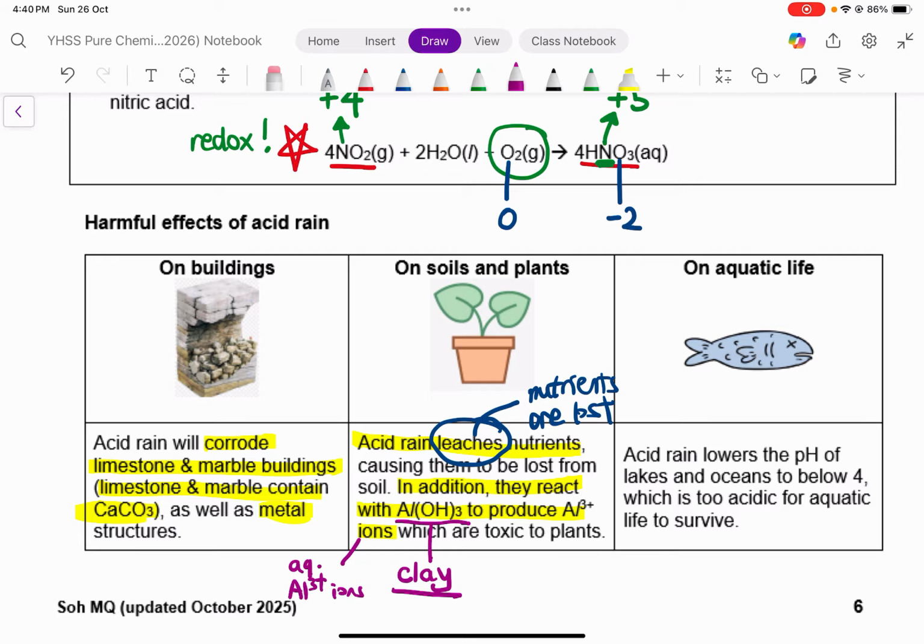If it's aluminium hydroxide, it's a solid. Solids are safe. It's the ions which are toxic to the plants because ions, which are aqueous, can be absorbed into the plant cells through the root hair cells.